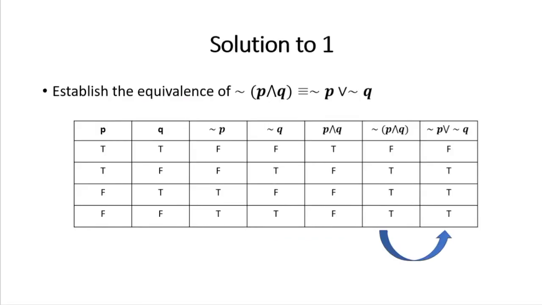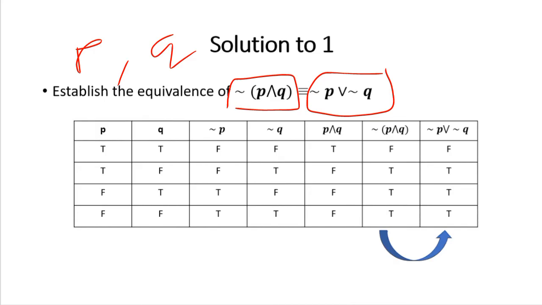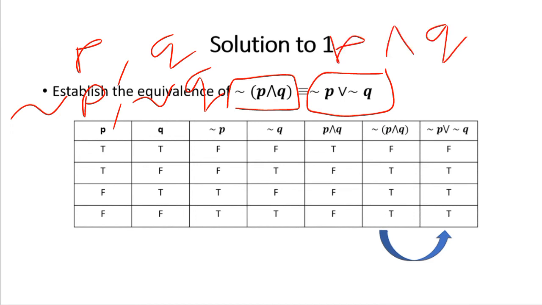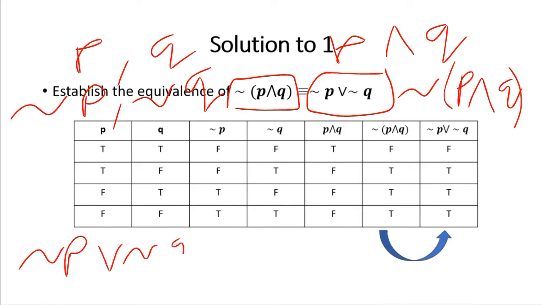So, solution to number 1. Like I said before, you're going to find the truth table of this. You can choose to separate the 2 tables, but I have merged them together. How did I do that? First, I checked what I needed. I have 2 statements here, P and Q. What else do we need? We need negation P, negation Q, P ∧ Q, negation of P ∧ Q, and negation P or negation Q. That's the last thing we need.